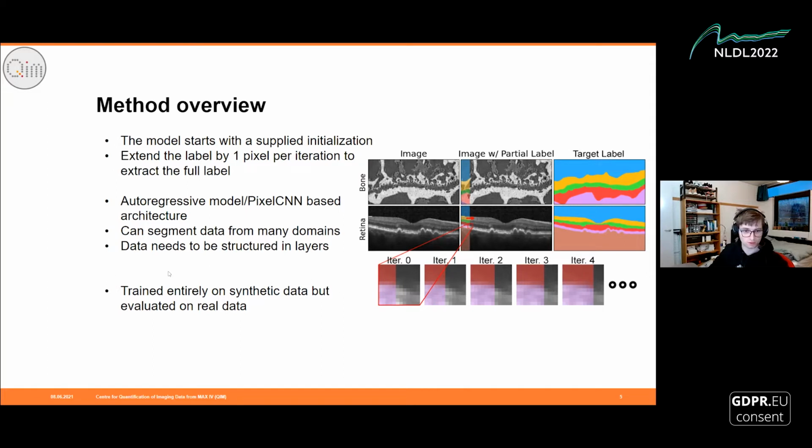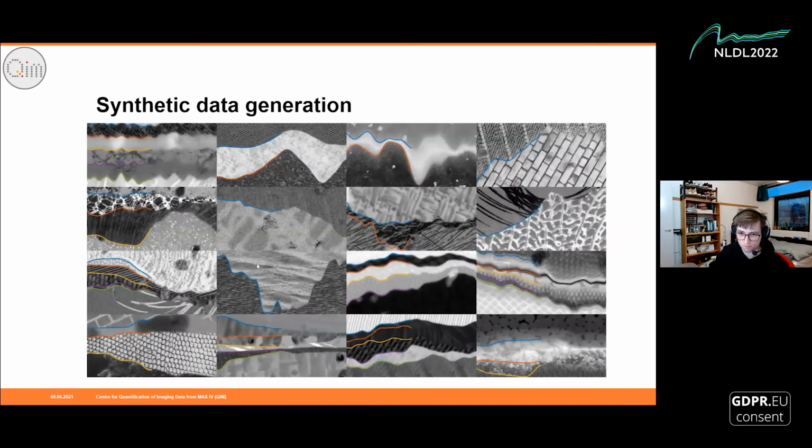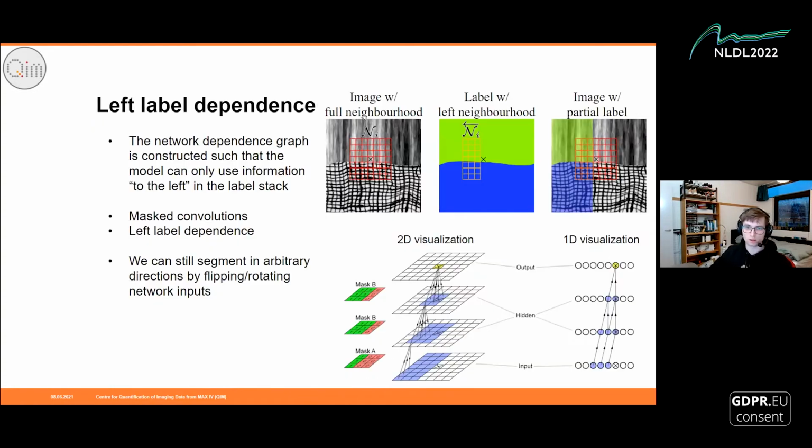Now, the method is trained entirely on synthetic data, and this is what data looks like from our synthetic data generation pipeline. I'm not going to go into details on how it's generated, but it's not too complicated. It's using some textures and combining them in different ways, where we're generating the curves that separate the labels of the textures. So we can generate as much data as we want, and we generated 30,000 images.